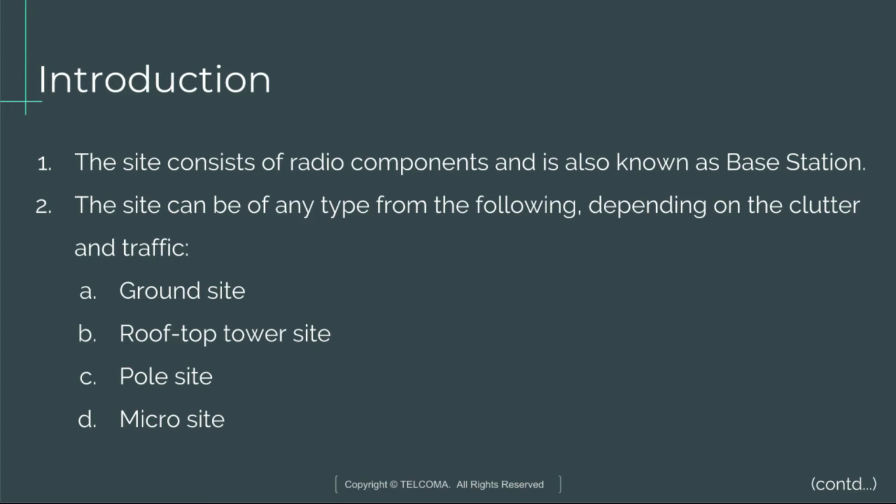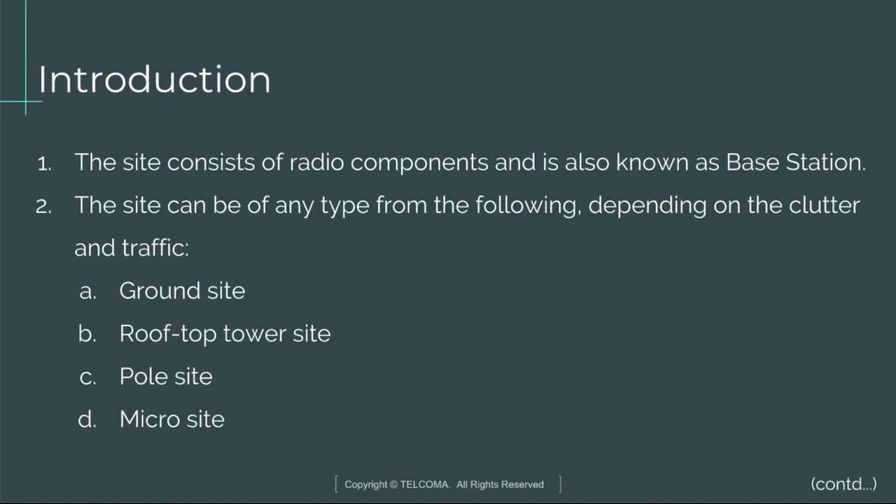The first type is ground site. In this, the tower is located on the ground. This site is basically used in rural areas. Second is rooftop tower site. In this, the tower is located at the top of the roof, and this site is basically used in urban areas.